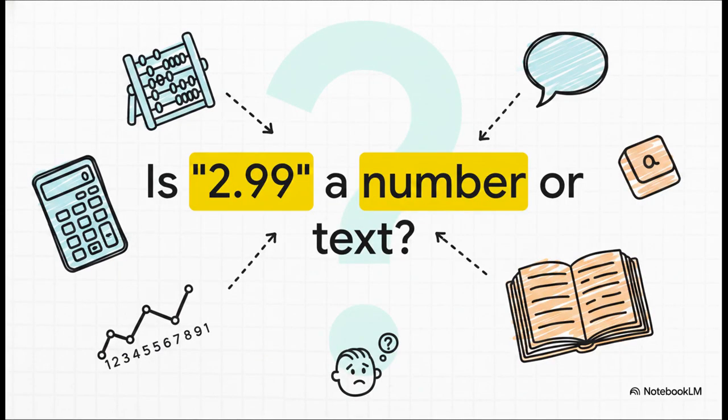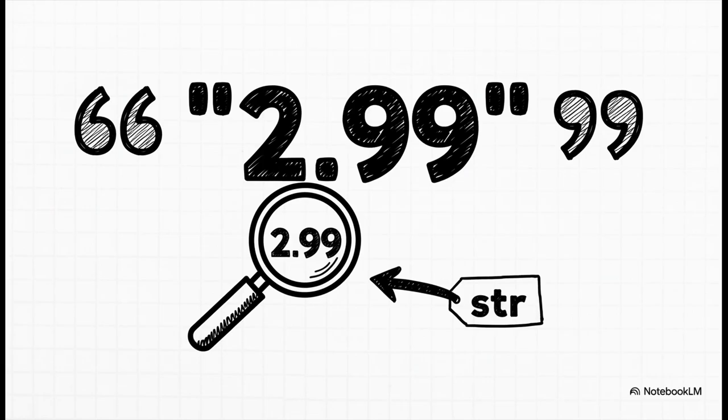Okay, quick pop quiz for you. Take a look at this. Is 299 a number or is it text? This one trips up so many people when they're first starting out, so take a second and really think about it. It's a string. And why? Say it with me: because of the quotation marks. To Python, those quotes are the only thing that matters.